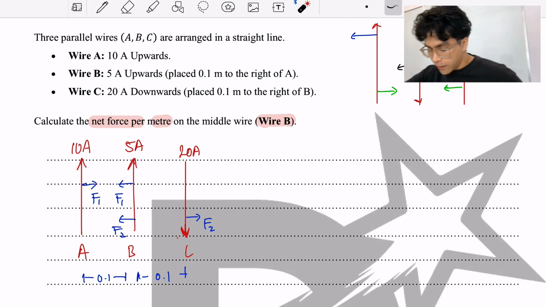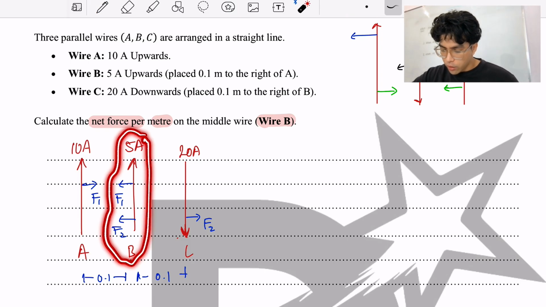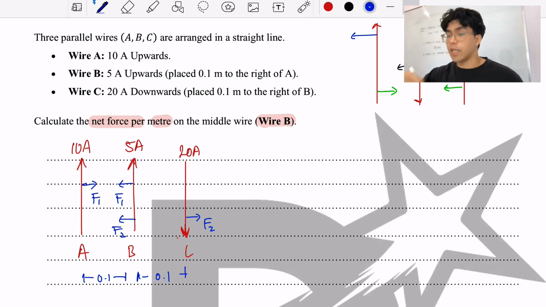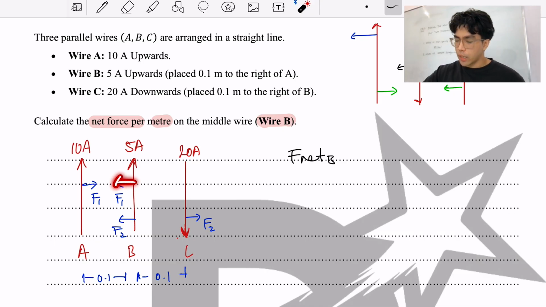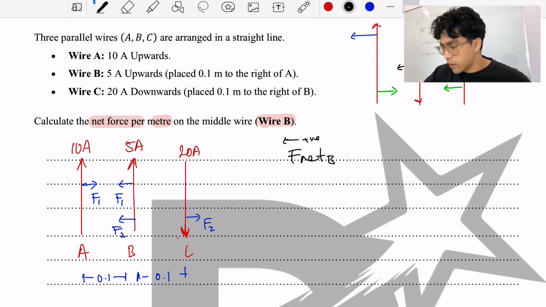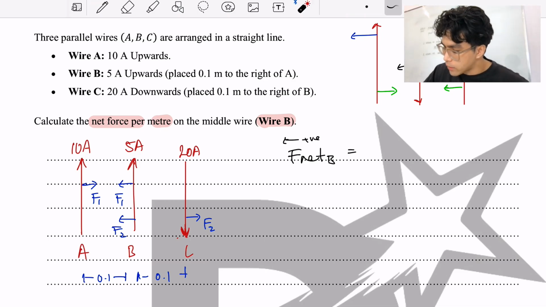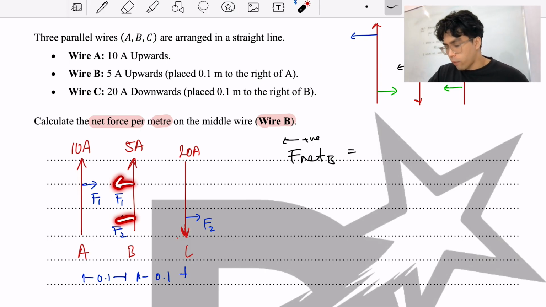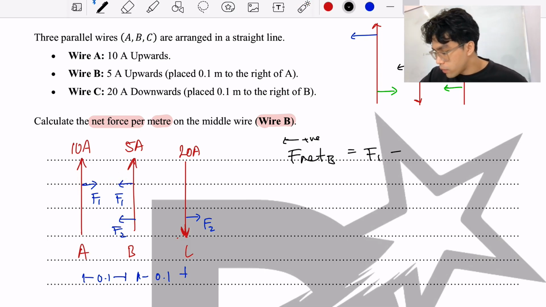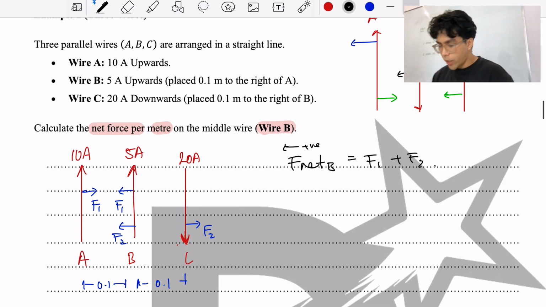So as you can see here, when you look at conductor B, notice how there are 2 forces to the left, true? Which means that if I want to calculate the net force on B, I can just say F net B is equal to, now remember, don't forget, you have to assume a direction to be positive here, because F1 and F2 are to the left. I'm just going to say we're going to take left as positive, all right? Which means, what's the net force on B? It's F1 plus F2. Okay, that's it.